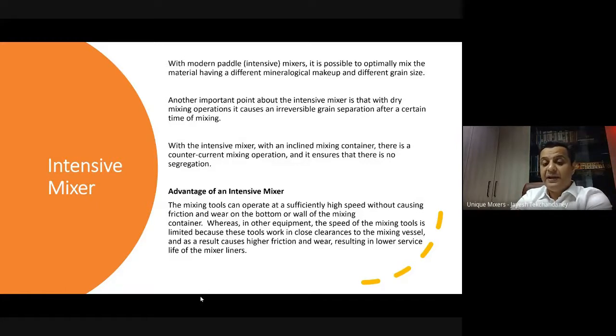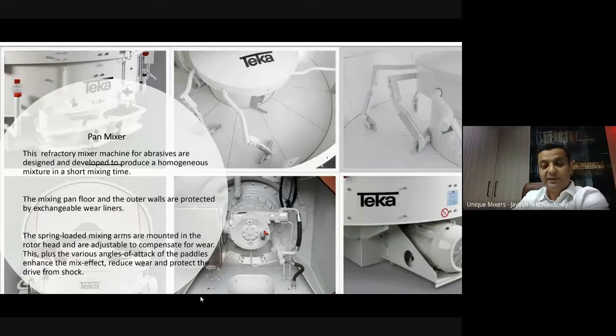In the case of an intensive mixer, the mixing tool which is at the center does not work in close periphery of the vessel, and because of which the friction is less, the wear out is less, and we can operate at high speeds. And what we are ensuring is, with the pan rotating, we are actually compensating for the fact that we don't have a low clearance. So that is a big advantage of the intensive mixer.